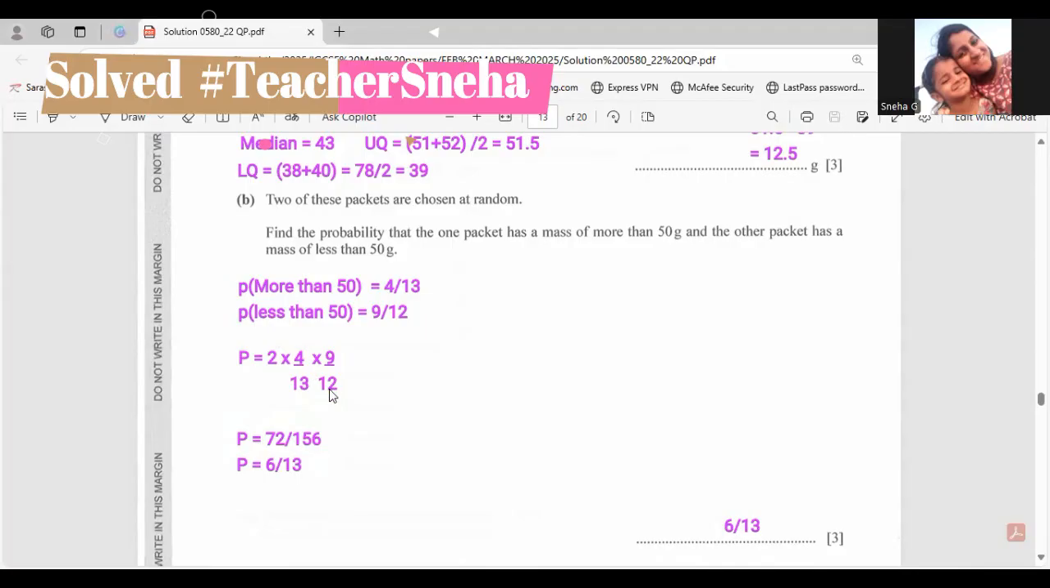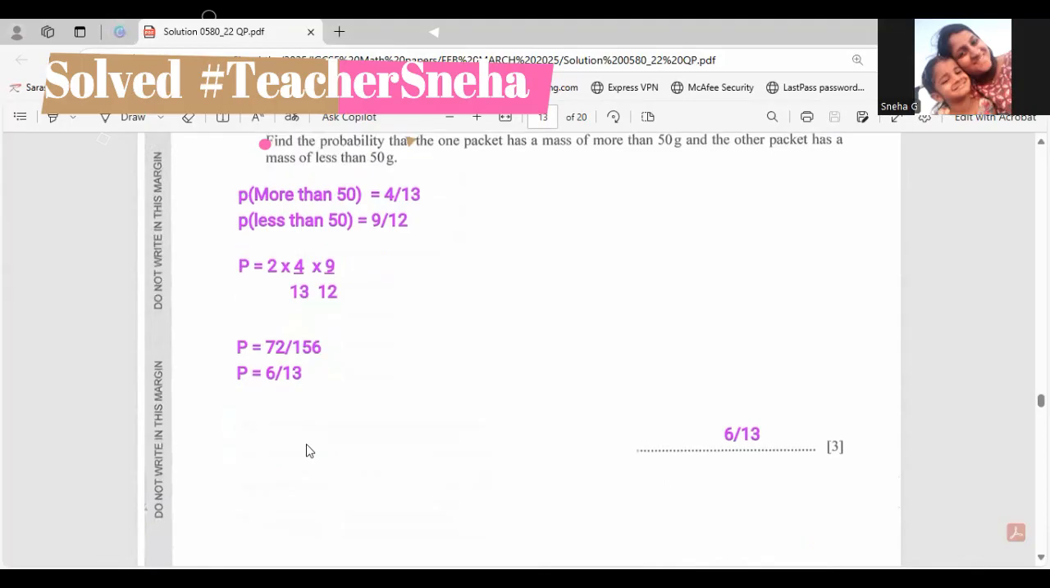These two probabilities you can obtain in either order: first you get less than 50 and then more than 50. So we have to multiply the probabilities by 2. On simplifying these fractions, you get 72 upon 156. We always express probability fractions in the simplest form, so 72 divided by 156 in its simplest form is 6 upon 13. So your final answer for the probability is 6 upon 13.